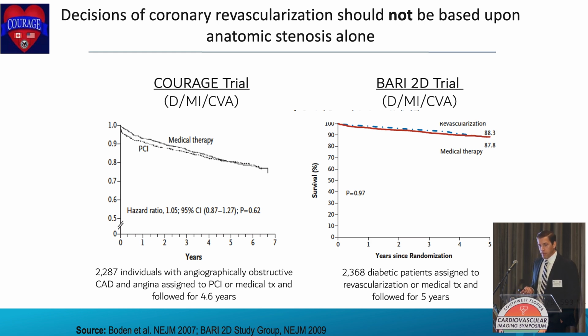And if we pluck out a couple of the major trials going back to 2007, 2009, COURAGE and BARI 2D, we see this. In the COURAGE trial, for example, they looked at over 2,000 individuals who had angiographically obstructive disease and were randomized to either PCI or medical therapy. And after several years, it was obvious that there was no significant change in hard outcomes, including death, MI, and stroke. Similar data were observed in the BARI 2D trial, which looked specifically at diabetics. When they were randomized to either medical therapy or revascularization, there was no significant change in outcomes.